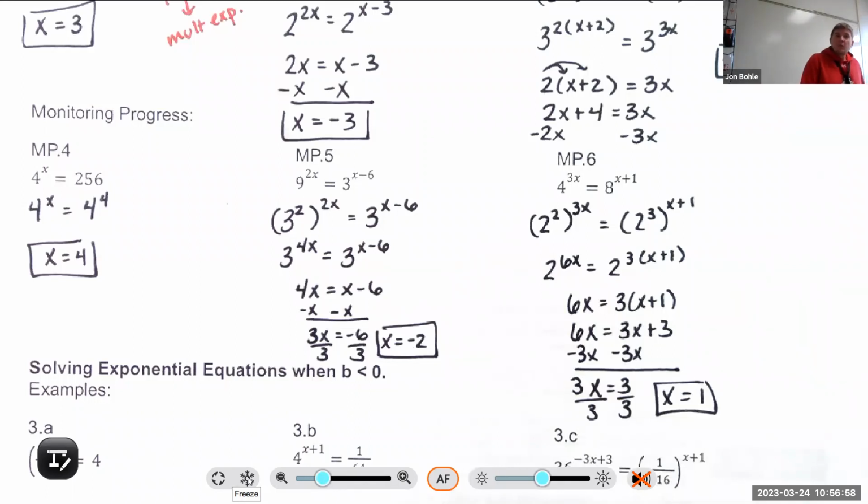I have a worksheet for you that has 14 problems on it that you're going to need to work through today before you even touch your learning targets, because like I said, it's not necessarily the easiest thing.